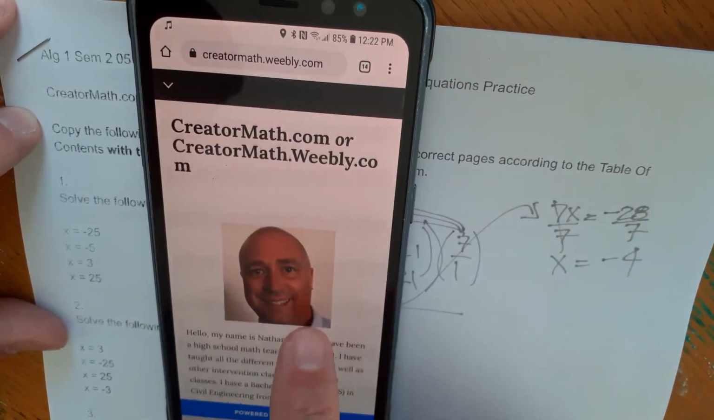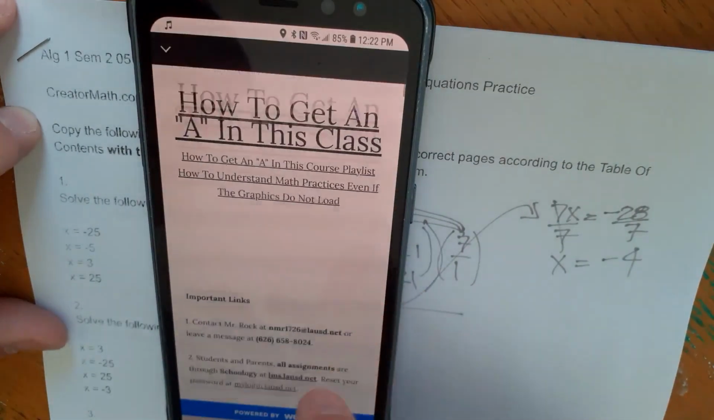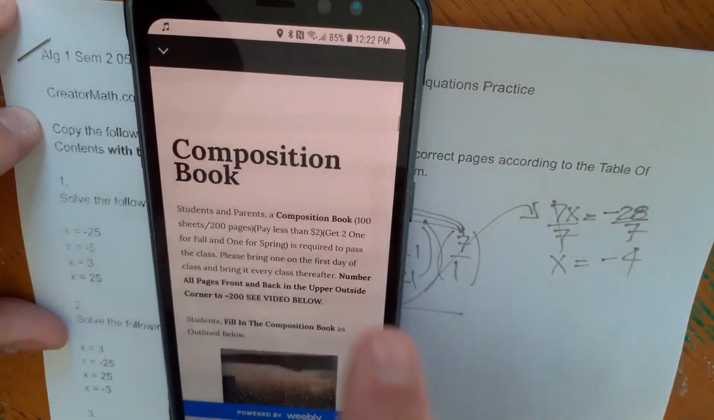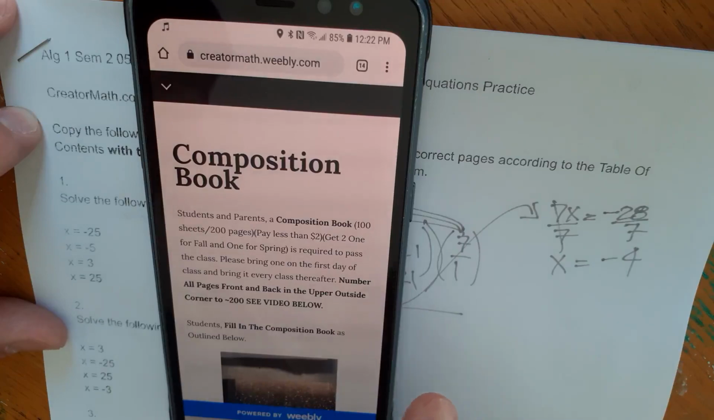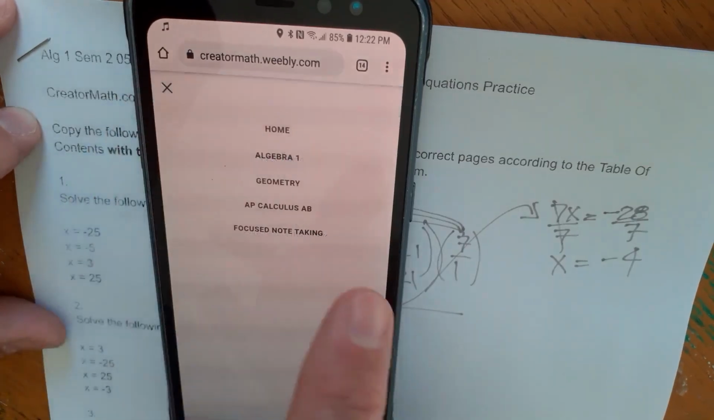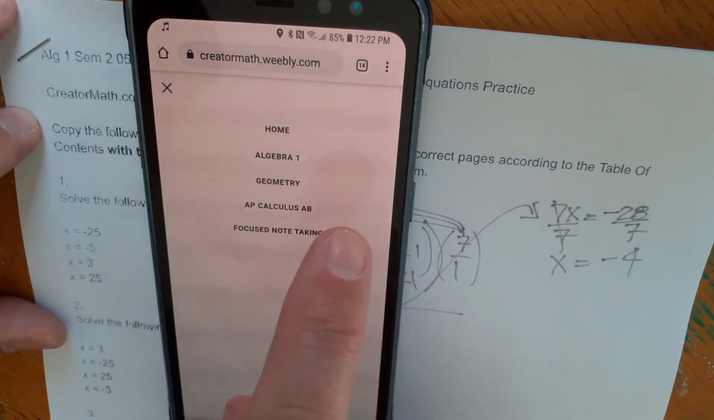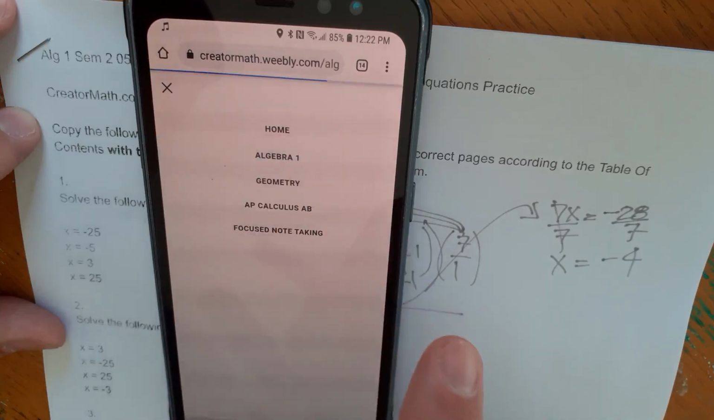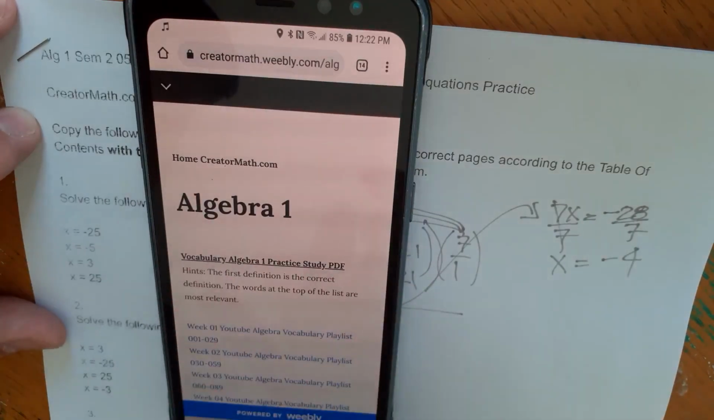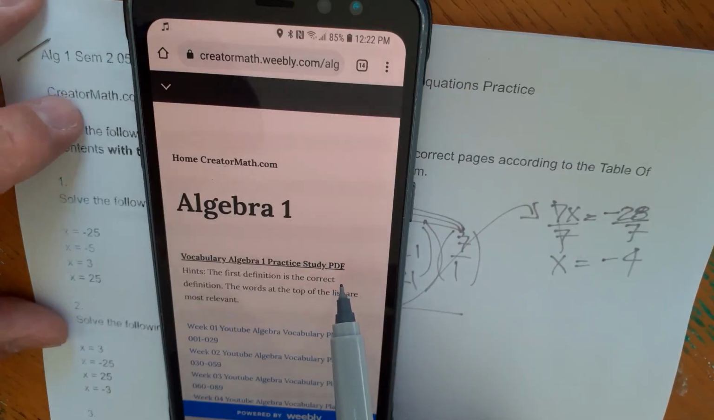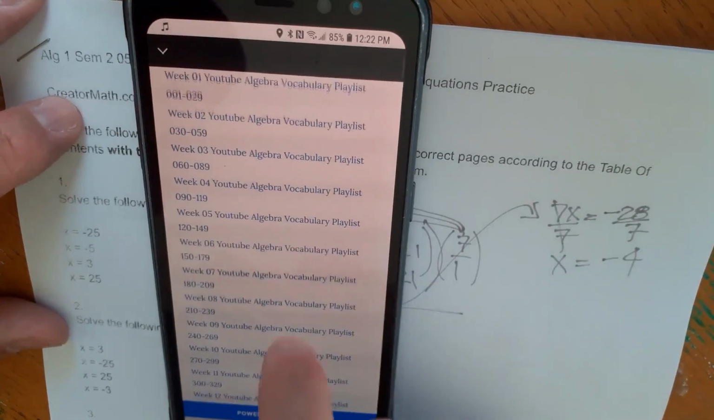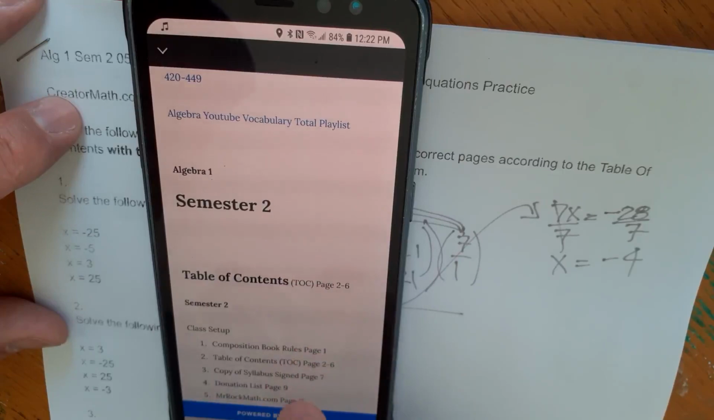Here's the home page. It looks like this. Any questions you have about your composition book, scroll down until you see the words composition book and go ahead and watch all the videos, follow the directions, and follow the deadlines. You should have a 90 or 100% on your comp book. Let's go to Algebra 1 tab here. This is a PDF with all of your vocabulary. If you're not getting 100% on your vocabulary practices, there's a PDF you can download to your computer and search it for the words that we're studying all throughout the year.